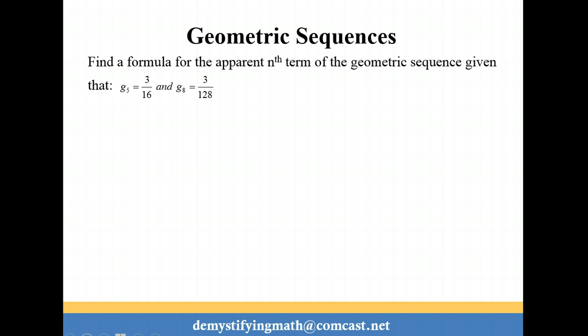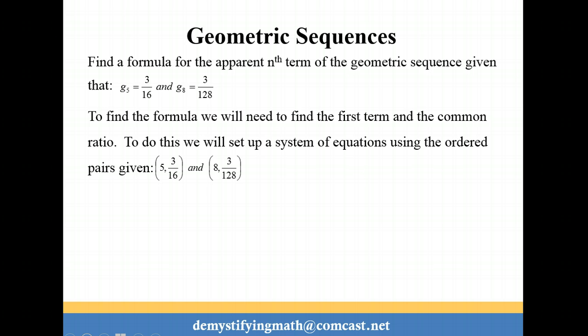Now, just like we did with the arithmetic sequences, we're not always given the first term and we're not always given the common ratio. In this case, we have to figure out both. And we're going to do that by setting up a system of equations. So in this case, we're given that the fifth term has a value of 3/16 and the eighth term has a value of 3 over 128.